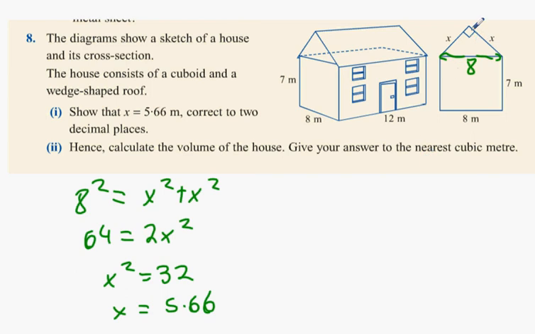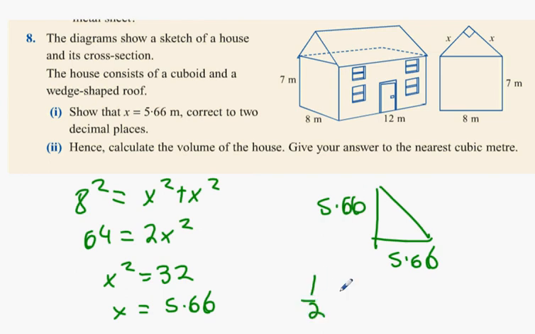Well, what can we say about this one here? Actually, we can get this, can't we? Half base by height. It's right angled, isn't it? So essentially, if that's 5.66, if it's a right angled triangle, you can do half base by height, so half 5.66 by 5.66. That makes sense? So would everybody agree that it's 16? It was 32 earlier, divided by 2, 16.